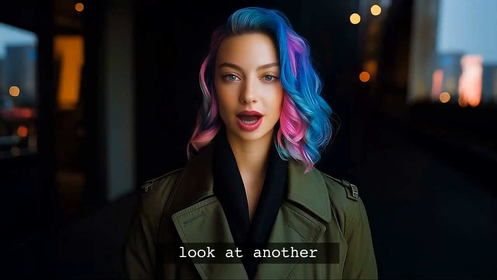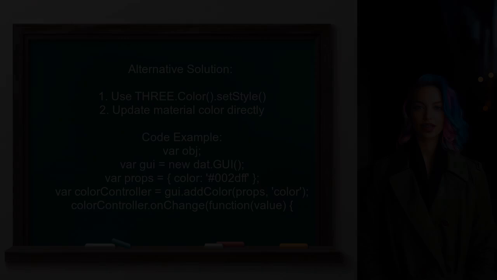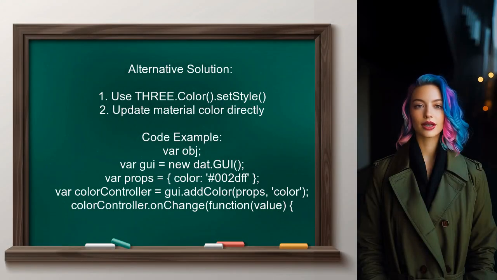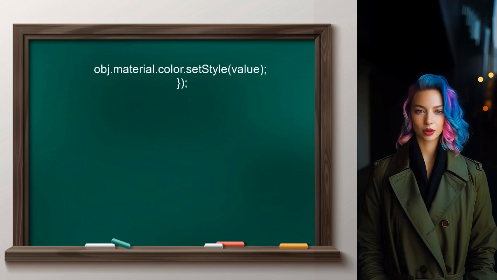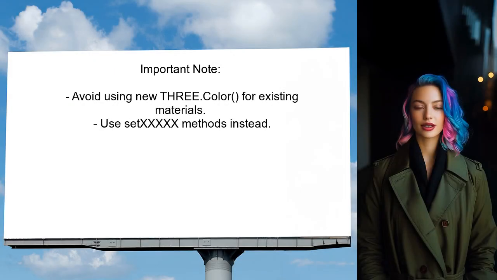Let's take a look at another one. An alternative solution provided by another user involves using the setStyle method of Three.Color. Instead of creating a new color instance, you can directly update the material's color using this method. This allows for real-time updates based on user input from dat.gui. The user also emphasizes not to use new Three.Color to change an existing color. Instead, always use the set methods of Three.Color for updating colors.